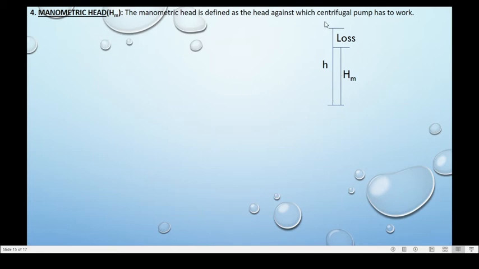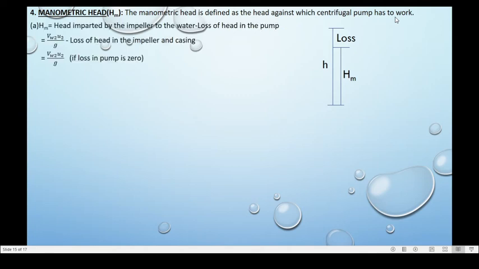Suppose you have to deliver water up to this height, but you cannot deliver it, because water is delivered only up to this height because of the losses. Okay, the actual delivery head is up to this height because of the losses. So this Hm is known as your manometric head. The manometric head is defined as the head against which the centrifugal pump works.